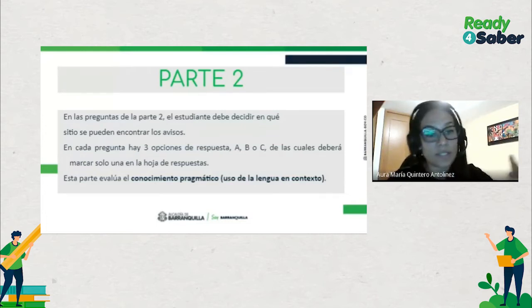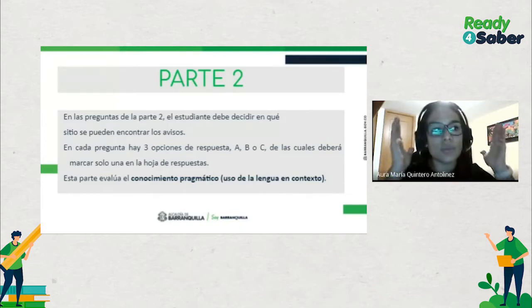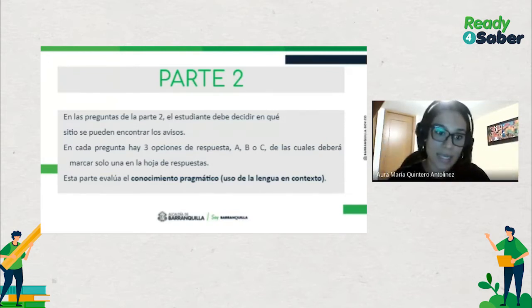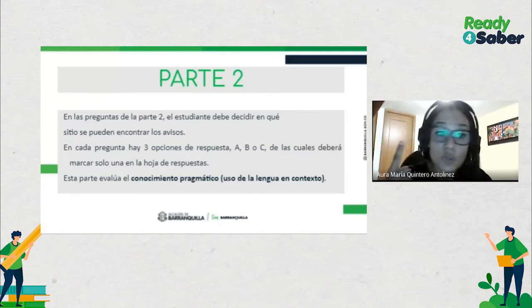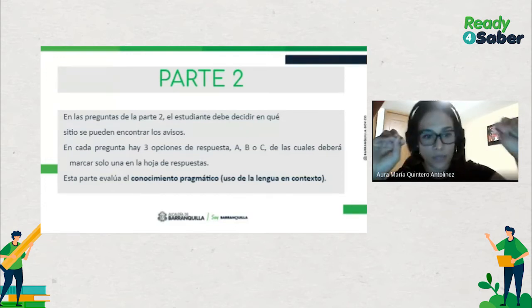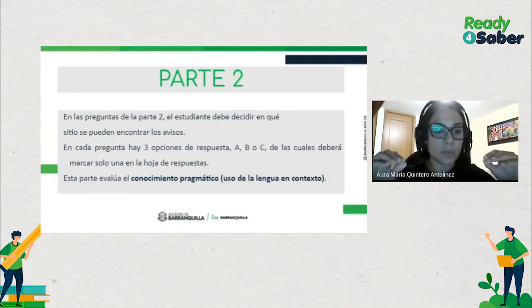Or if there is a restaurant near, you know that that is another place that you can find, some couple meters ahead. So you just need to decide and make sure that the sign belongs to a certain place. So in each question, there are three options, A, B, or C. In this section, it's just three options. You just have to choose one. Remember, only one answer. And in this part of the test, it's more about using the language in context, right? It's not only vocabulary and definition like in the first section. This is more like the word, the definition in context, right?